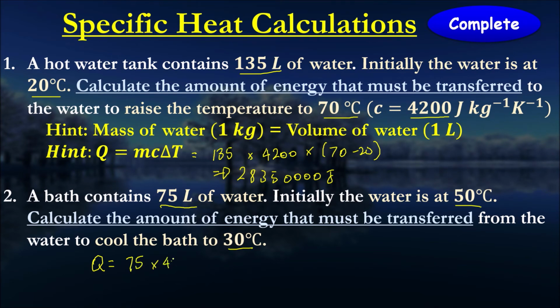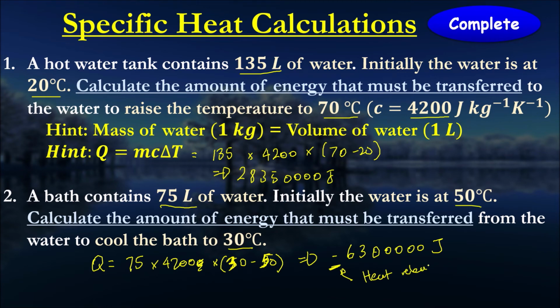75, 4,200, and then 50 minus 30. Or you could do it the other way around, so 30 minus 50, let's do it this way. And so we get a negative value of 63,000,000 joules. Now this negative represents heat released into the environment.